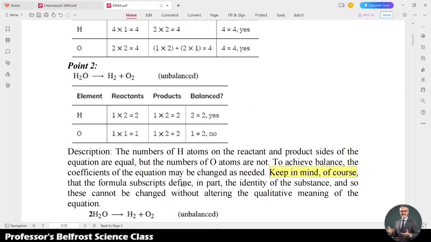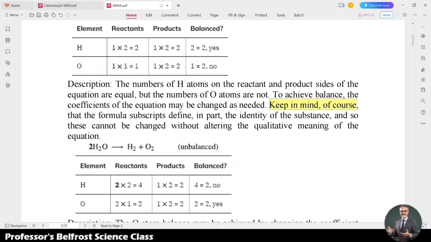For example, if we add a subscript 2 to the O of H2O, which makes H2O2, it is not water anymore, because it changes the chemical formula and it represents something else. H2O is water, but H2O2 is hydrogen peroxide. So this is not the same thing, and you need to be very careful with this.